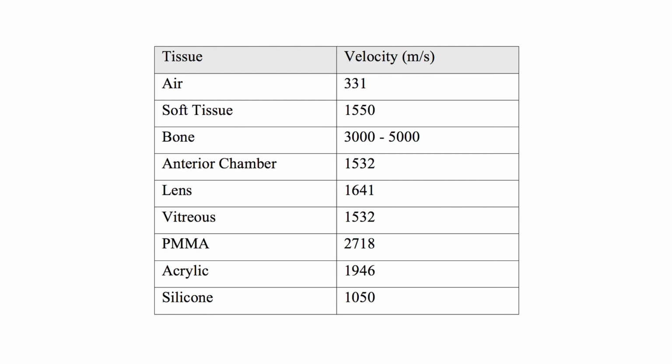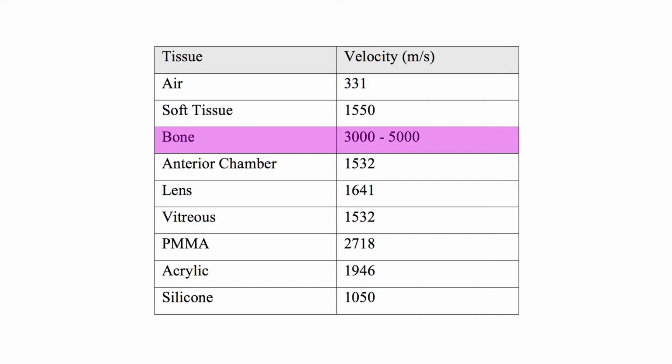Velocity refers to the speed at which sound moves through a structure such as air, water, or tissue, and it depends on the density and compressibility of that medium. Generally, the denser the medium, the more quickly sound waves travel through it. The velocities of sound through specific tissues and implants have been determined. For example, sound's velocity through air is relatively slow, at 331 meters per second. Through soft tissue, it's faster, at 1,550 meters per second. And through bone, a relatively dense medium, sound travels quite fast, at 3,000 to 5,000 meters per second.